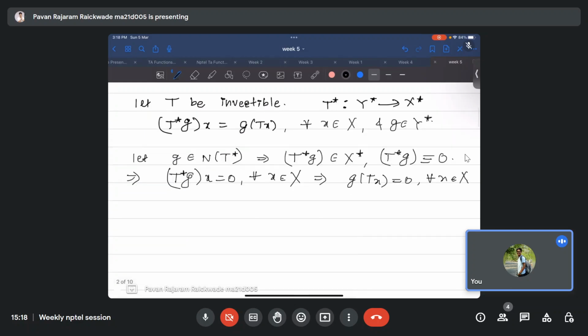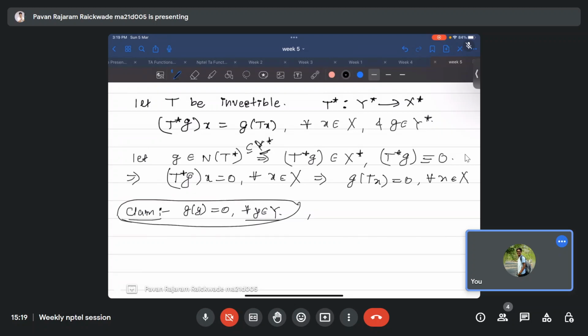Now G is in Y star, right? The null space of T star is contained in Y star. So a linear functional, if it is 0 at every domain point, then we say that G is identically 0. This is a consequence of the Hahn-Banach theorem. So the claim is: G at y equals 0 for all y belonging to capital Y. If this happens, then G is identically 0. We'll try to prove this.